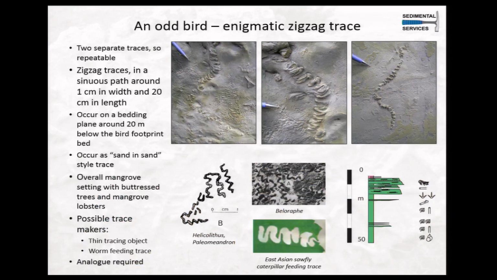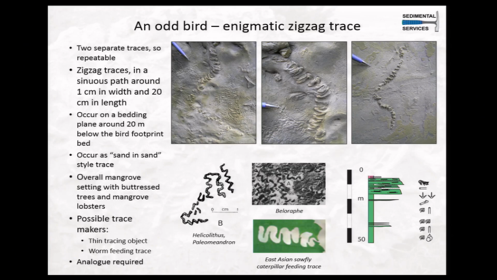But there were also these enigmatic traces. And I've got two examples of them, so this is not just a one-off. You see they're kind of sinuous traces, and they've got this kind of zigzag pattern to them. There's another one here as well. So what were these zigzag pattern traces?